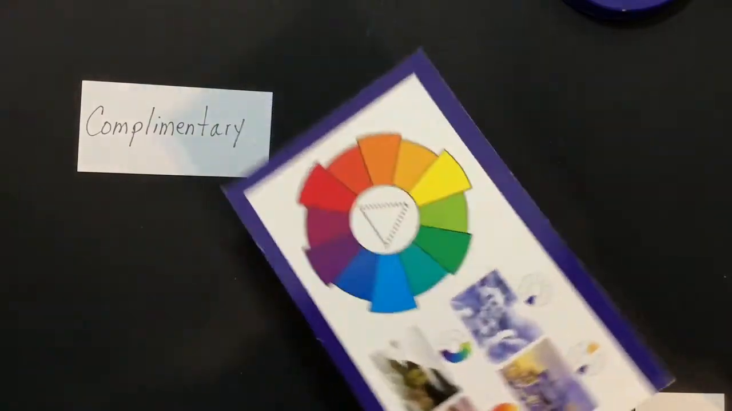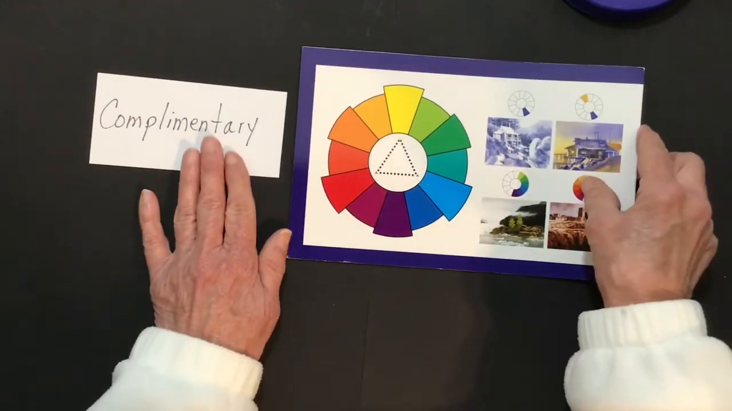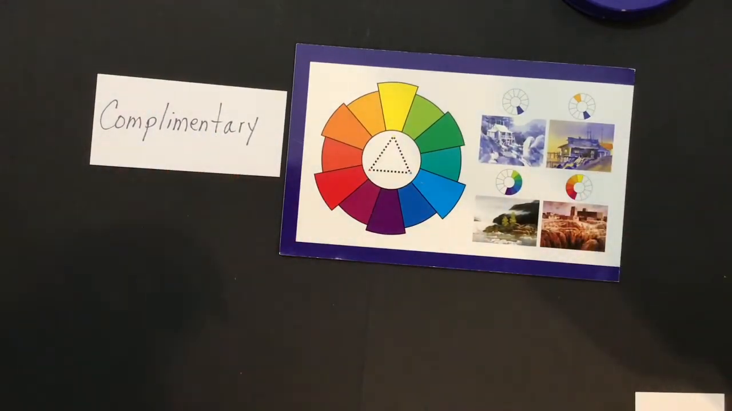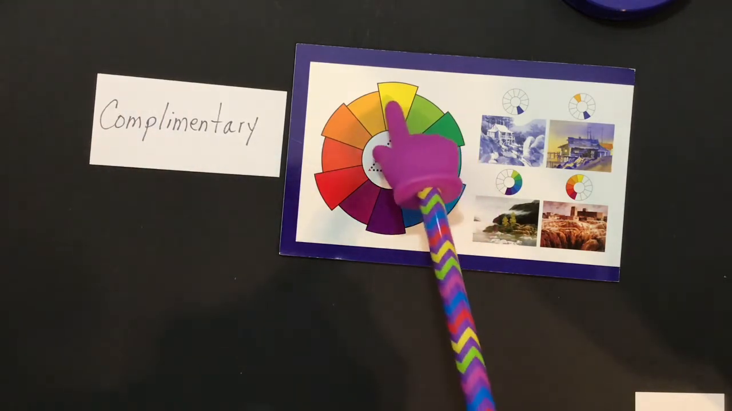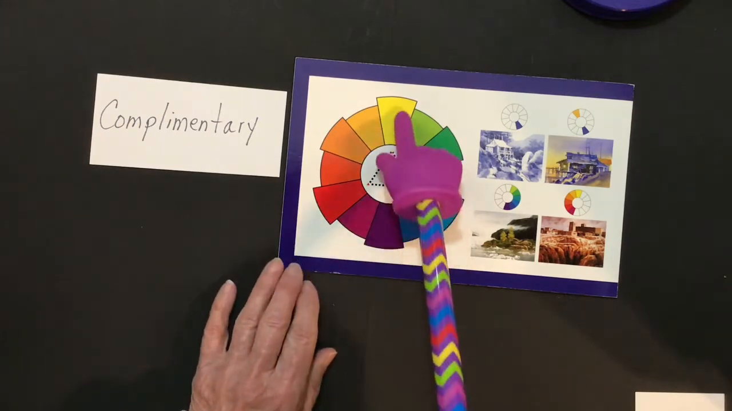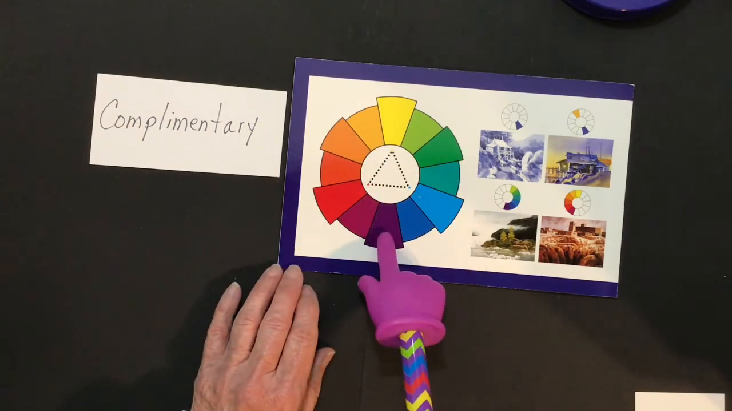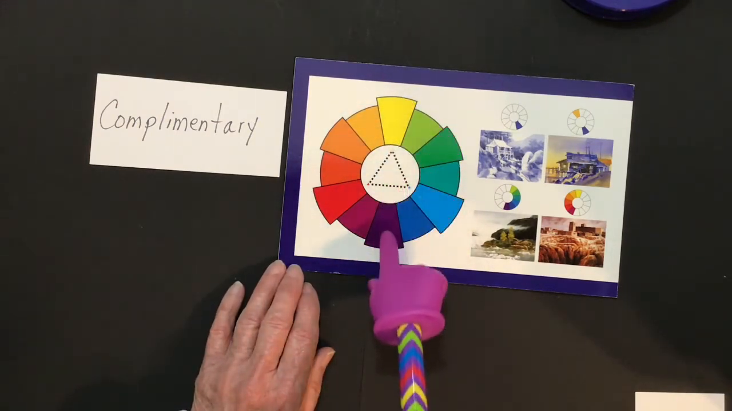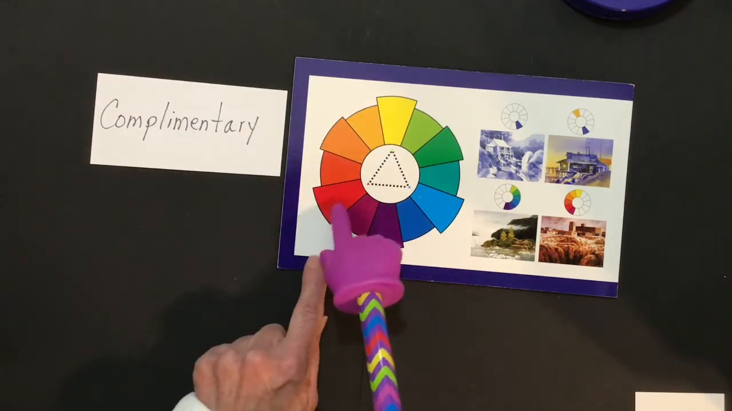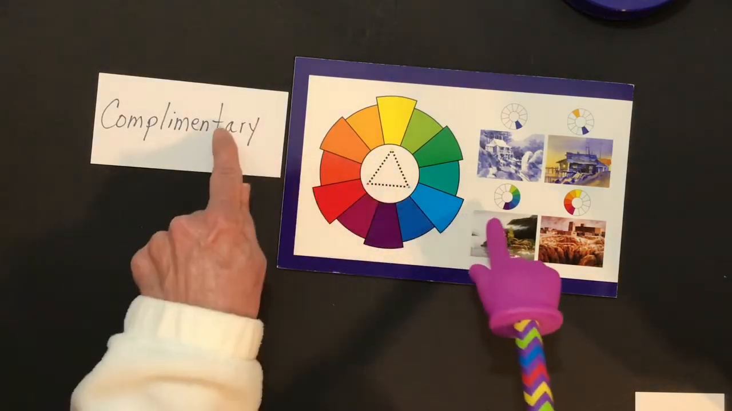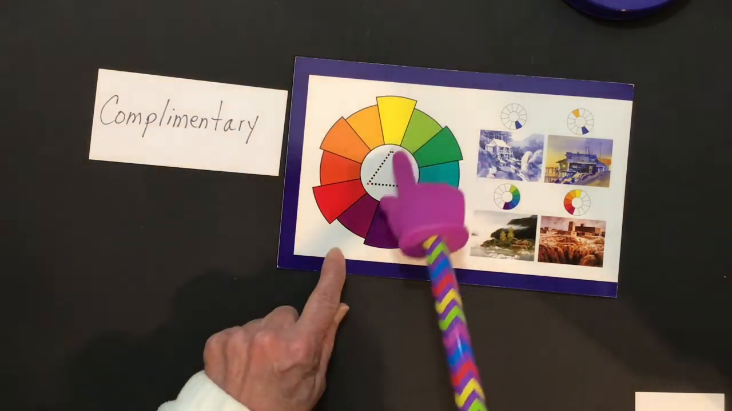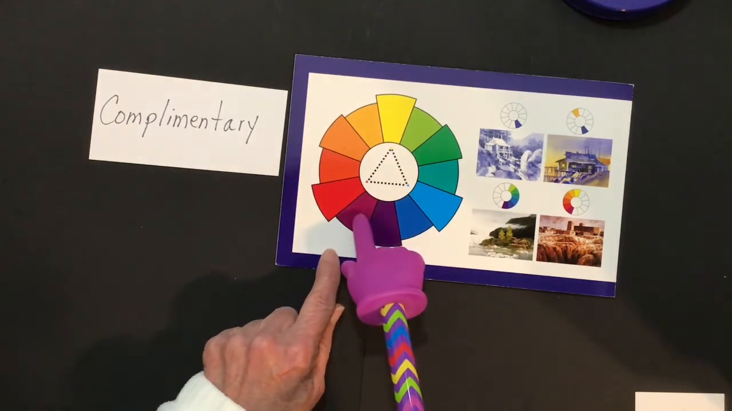Right, so the next color scheme is a complementary color scheme. If you recall from the presentation, a complementary color scheme is any two colors directly opposite each other on the color wheel. So that has to go through the center. So yellow and violet would be complementary, red and green would be complementary, blue and orange would be complementary, yellow-green and red-violet would be complementary.